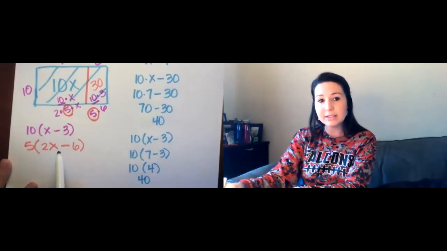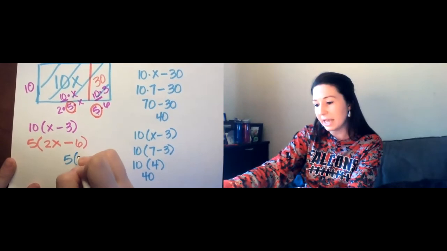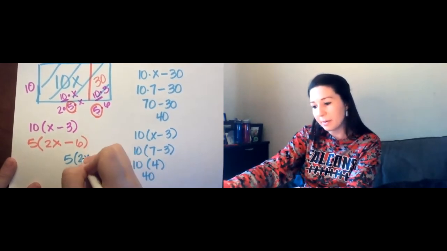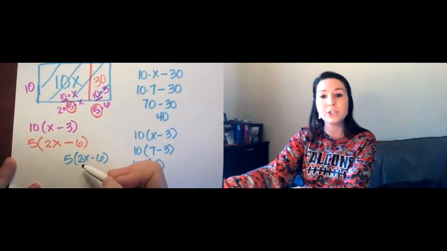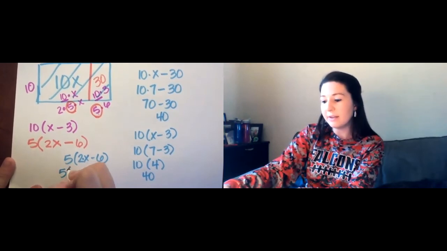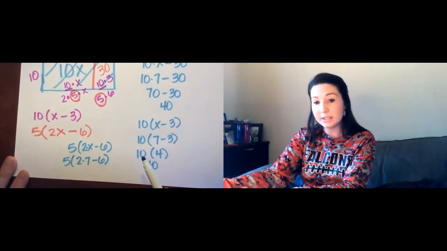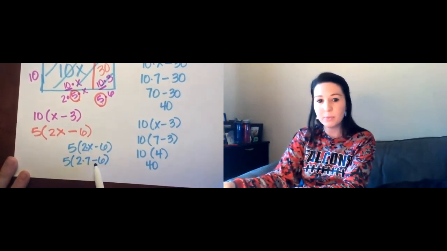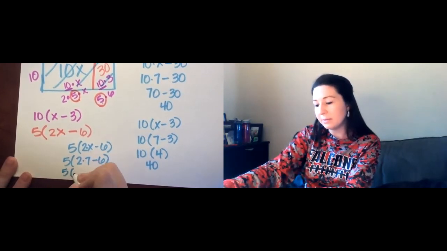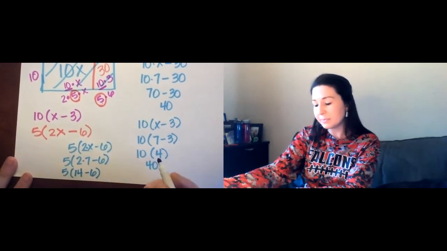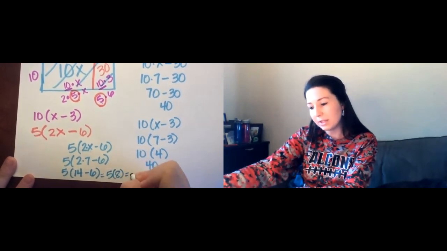And if we wanted to double check this last one too, we can. So we have 5 times 2x, or 2 times x, minus 6. I mean, that's multiplication. So when I say that x is 7, this doesn't turn into 27. It turns into 2 times 7. So we'd have 5 times 2 times 7 minus 6. Order of operations says parentheses first. And inside the parentheses, I have multiplication, subtraction. Order of operations says multiply first. So that would be 5 times 14 minus 6. 14 minus 6 gives me 8. So that would be 5 times 8, which still equals 40.